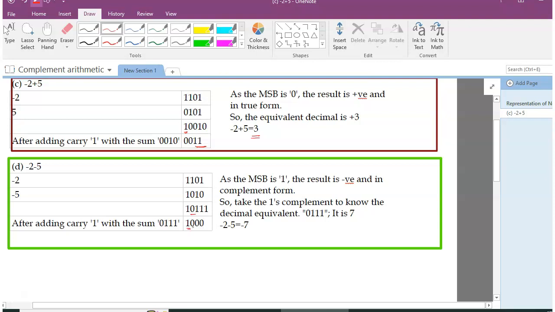To know the correct value, we have to invert this. If we invert, we are getting 0 followed by 111. 0 followed by 111 equals 7. So the decimal equivalent for 1000 is minus 7. And that is the answer.